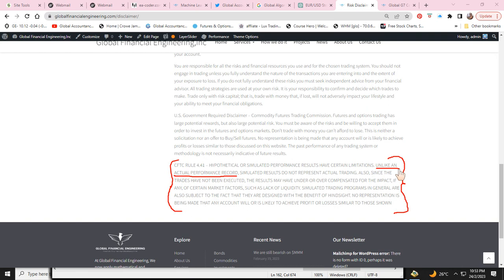And the trade is executed. Okay, so while the exact phrase of the disclaimer says the trade has not been executed, in our situation the trades are executed. Okay, but we want you to assume all the elements of hypothetical trades.